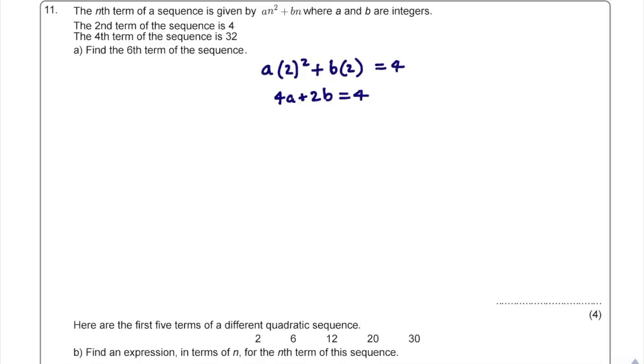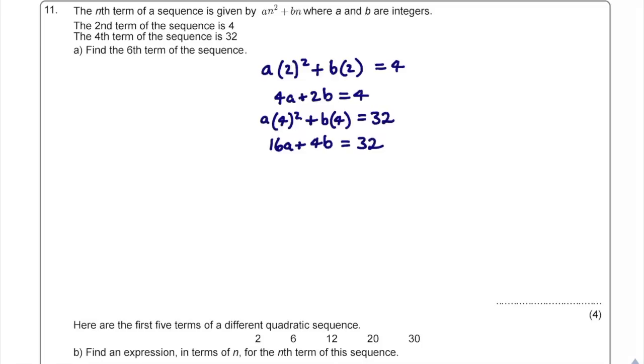Now, if I do the same for the fourth term, so that's going to be a multiplied by 4 squared plus b multiplied by 4, and that all equals 32. So if I simplify that, I'm going to get 16a plus 4b equals 32. Now you should be able to see here that I've got two different equations in terms of a and b. So what that means is I'm going to have to solve these simultaneously in order to work out my values of a and b.